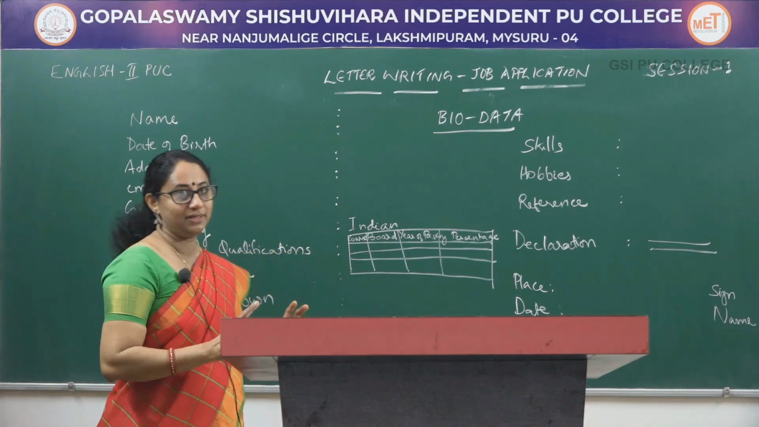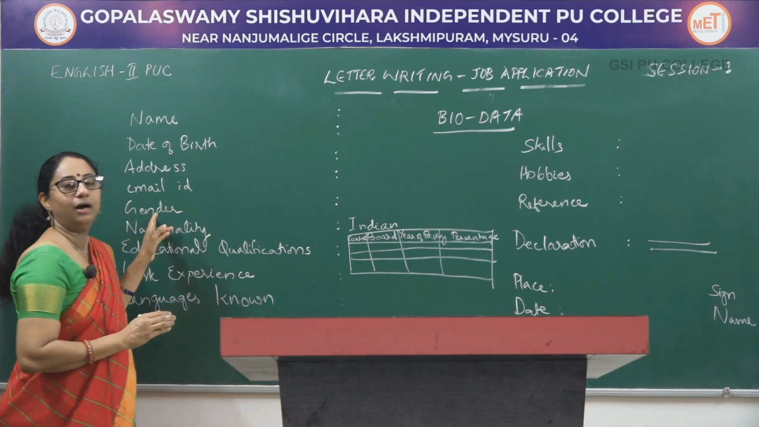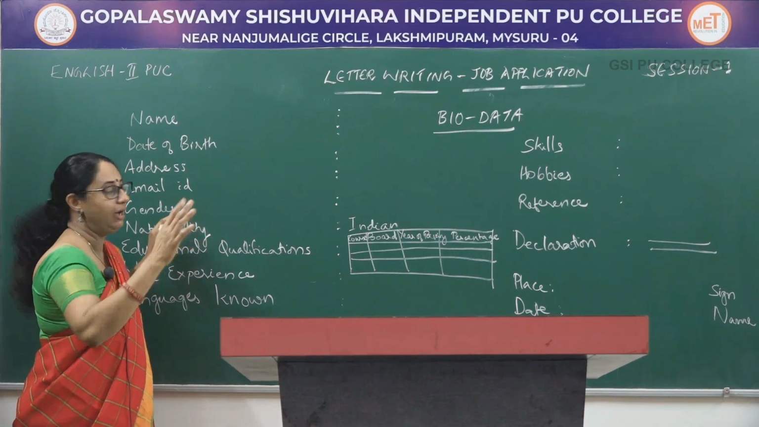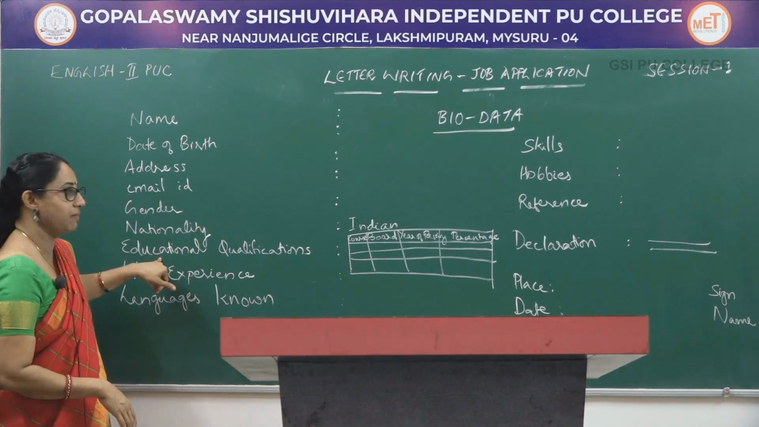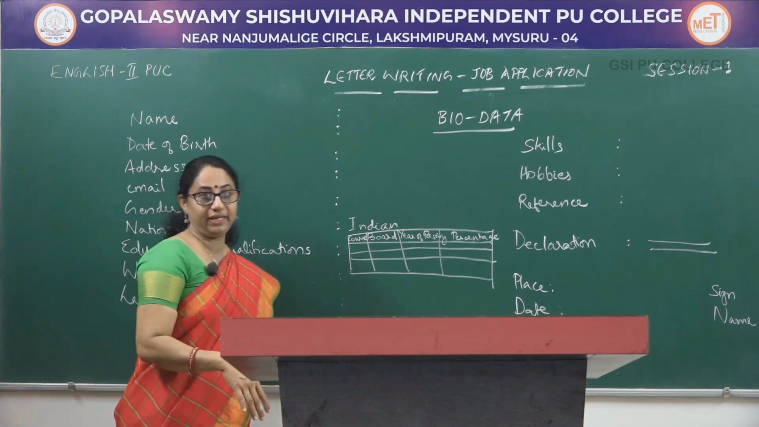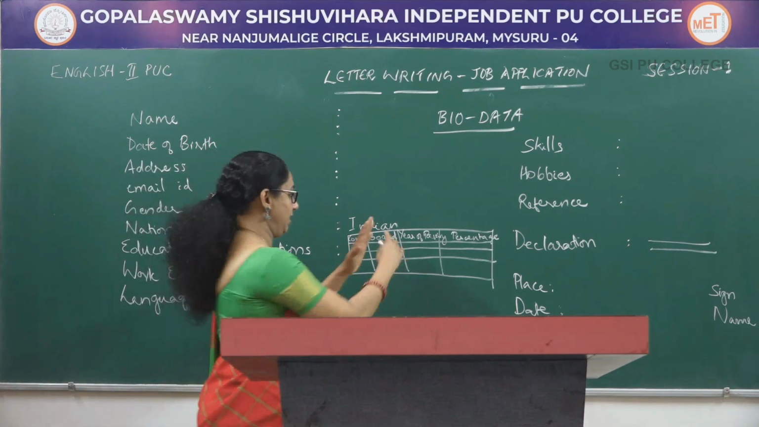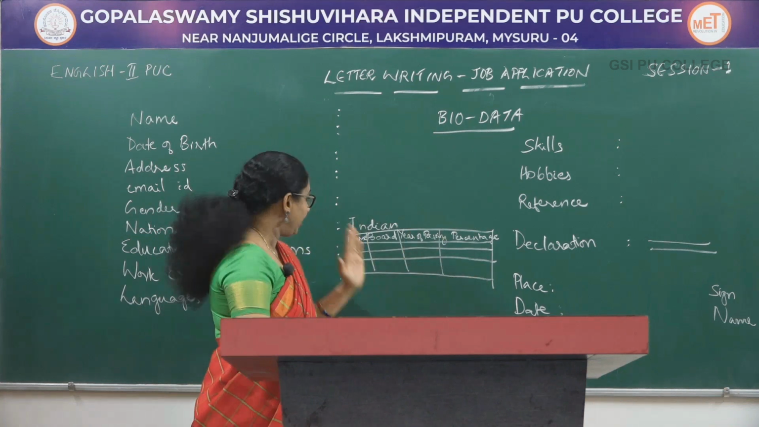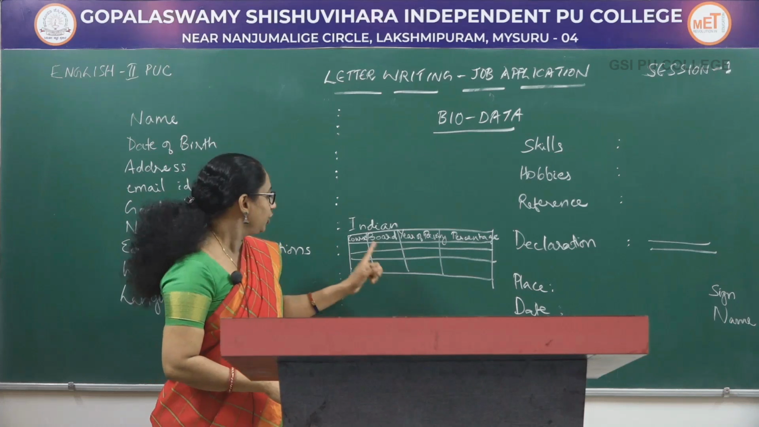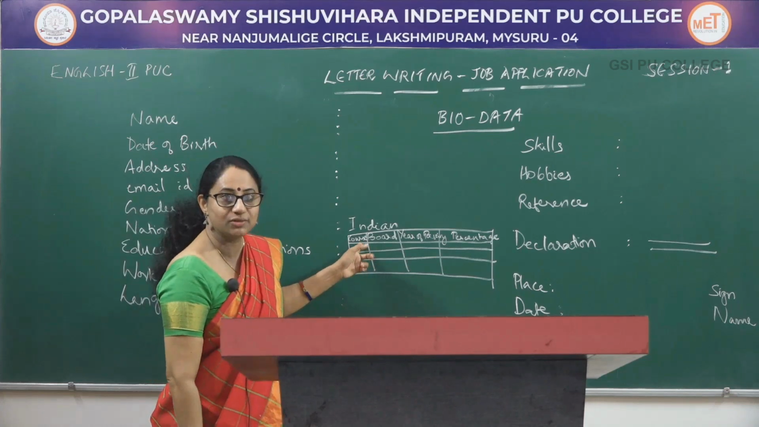So for that purpose, we need to mention the marital status. You can mention single or married. After that comes educational qualifications. Educational qualifications can be summed up in a box. What all things do you need to write? You need to mention the course.